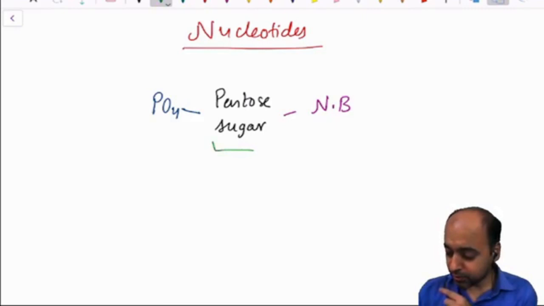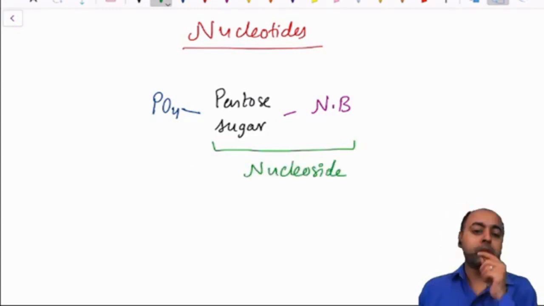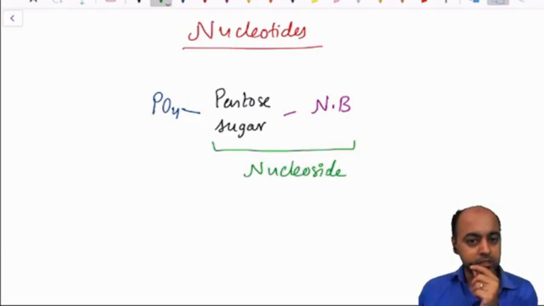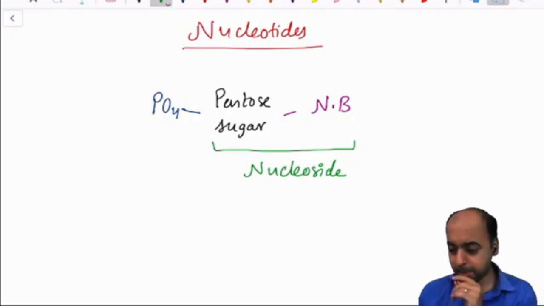Sometimes we find only the pentose sugar and the nitrogenous base, and we call the molecule a nucleoside. So remember, when I say nucleoside, it means only the pentose sugar and nitrogenous base. But when I say nucleotide, it means the nucleoside attached to one or more phosphates. This is a very important distinction to keep in mind. It is very frequently asked in your exam. Nucleoside means only the sugar and the nitrogenous base, whereas nucleotide is the sugar, nitrogenous base, and the phosphate.